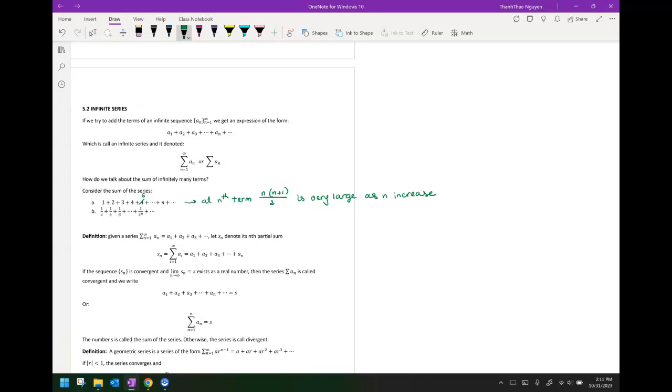If you look at the next series, we have 1/2 plus 1/4 plus 1/8, adding up so on and so forth. Note that as n increases and n becomes sufficiently large, the nth term is approaching 0 because we divide by a very large number. Okay, and we'll see how that works.